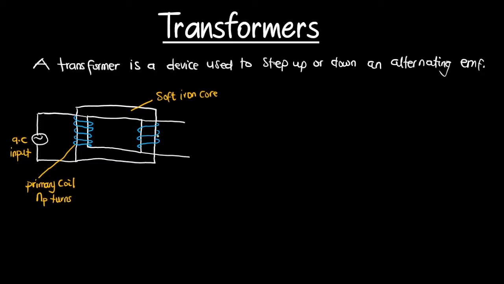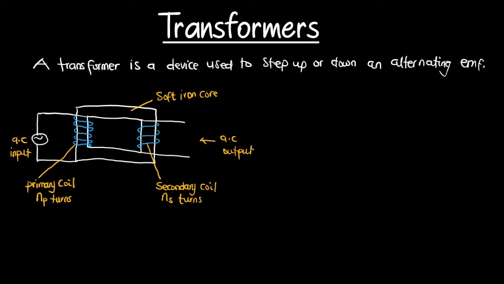Over here we have this. Since this is the primary coil, this is obviously the secondary coil. And then the number of turns is what? NS, the number of secondary turns. So we have the soft iron core, the AC input, this over here, and then this is where we have the AC output.